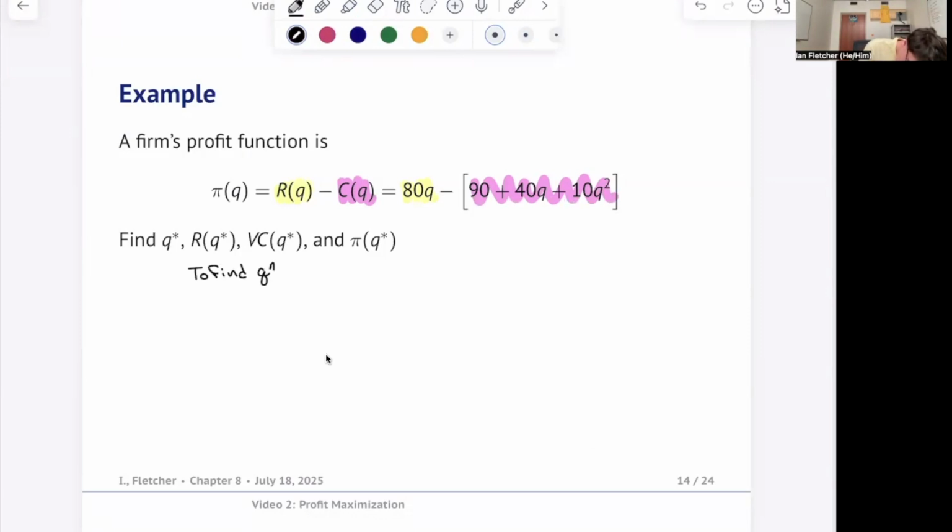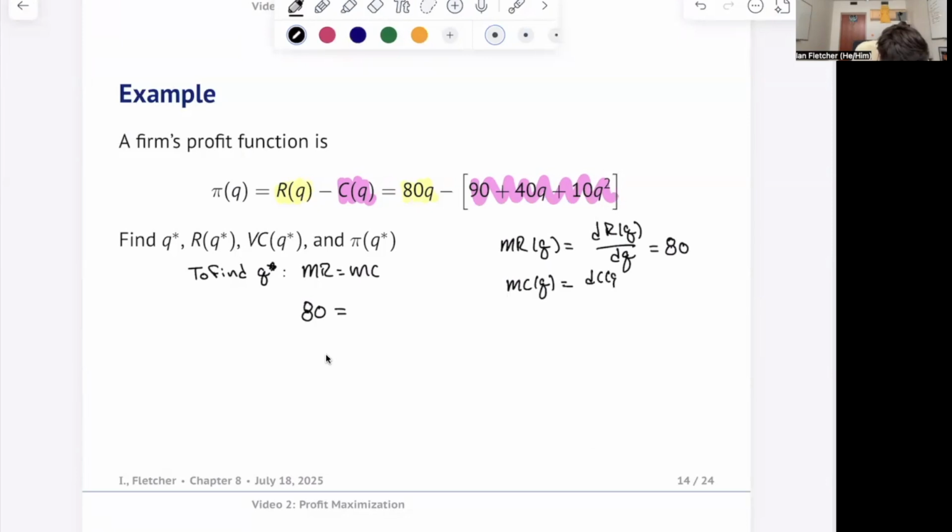So to find Q star, remember, marginal revenues need to equal marginal costs. And so if we take marginal revenues, the marginal revenue of Q would be dR(Q)/dQ, which should just be 80. And marginal costs should be dC(Q)/dQ, which should equal 40 plus 20Q. And so that means our Q star is going to be 2.